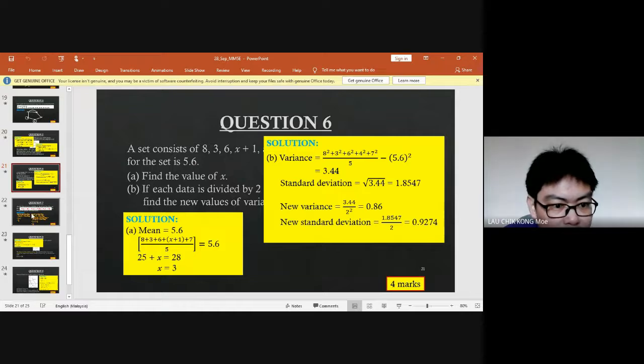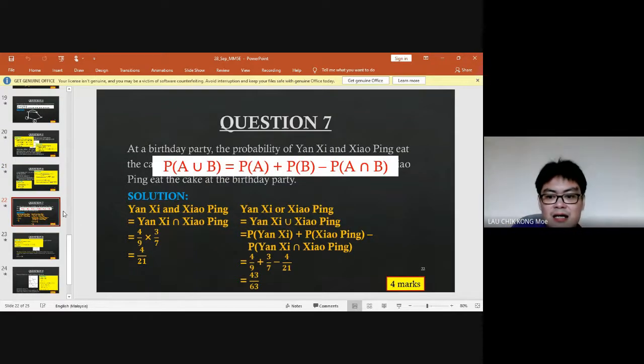And then for question number 7, maybe a little bit more. You need to use the non-mutually exclusive formula. The probability of A union B equals the probability of A plus the probability of B, and then minus the probability of A intersect B. This is the concept. So A is Yang C and B is Xiaoping.